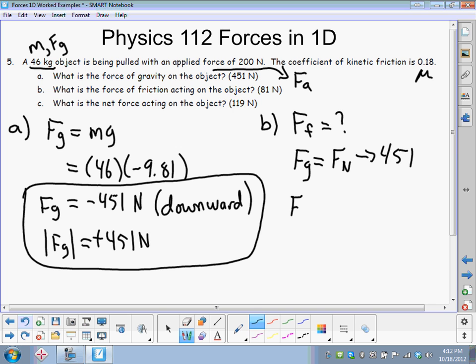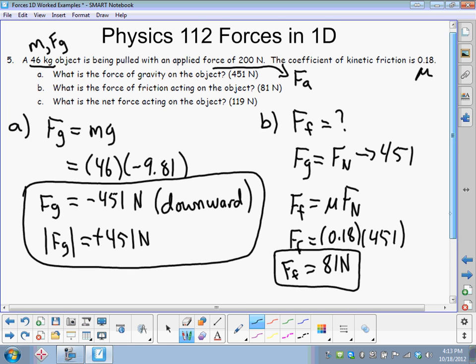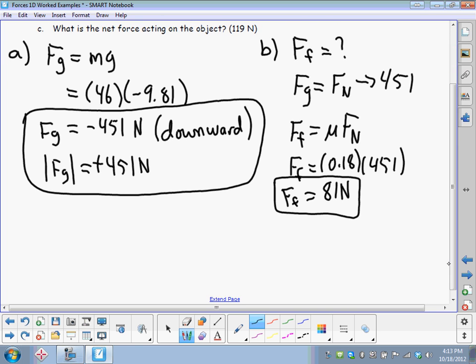So here's our equation we'll use. Force of friction equals coefficient times the normal force. So force of friction equals 0.18 times the normal force, 451. So the magnitude of the force of friction comes out to be 81 newtons. That's our force of friction. And C asks, what is the net force acting on the object?